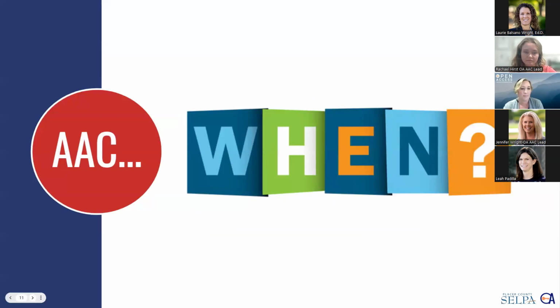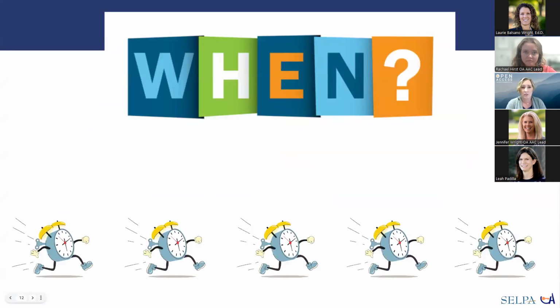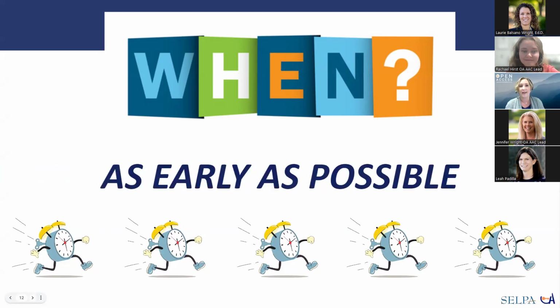So the when. Let's get started with this question. So ask yourself, how early should I introduce AAC? Think about that. And the answer is as early as possible. So research has shown that children with communication challenges do best when introduced to AAC as early as 12 months old.